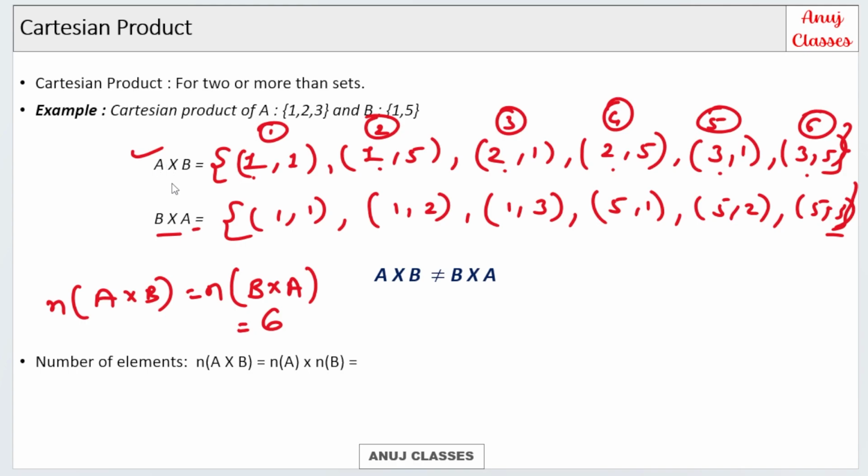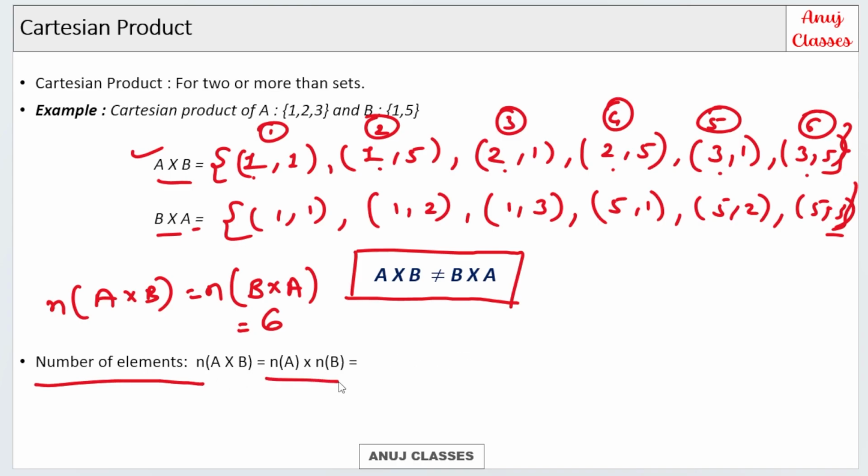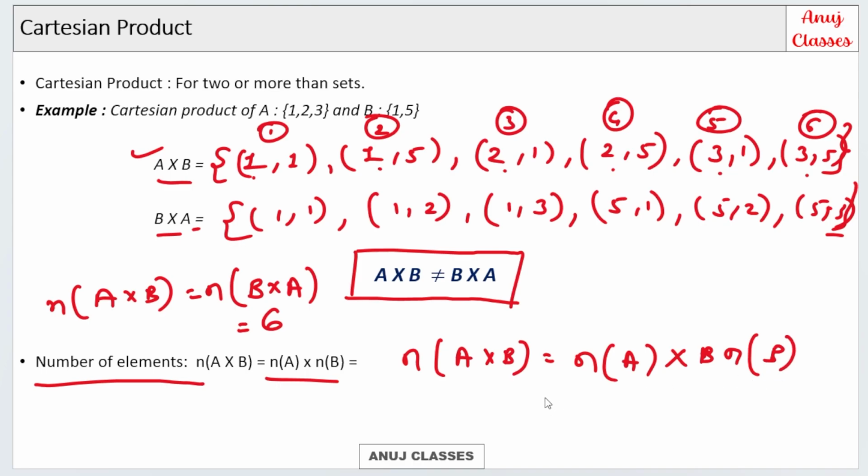But the solution of A cross B is not similar to the solution of B cross A. So a very important point is that A cross B will not be equal to B cross A. Next question is, what is the total number of elements? In order to find it, we have a very simple formula: the number of elements of A cross B is equal to the number of elements of A multiplied by the number of elements of B. So here the number of elements of A is 3, B is 2, and the total number of elements is 6.